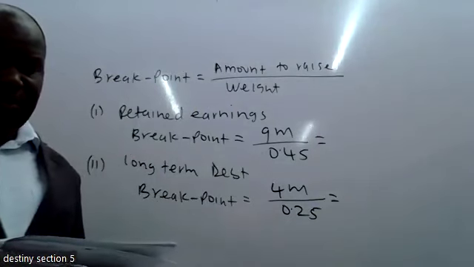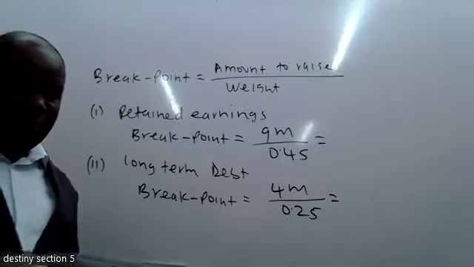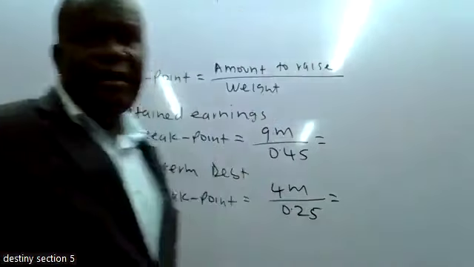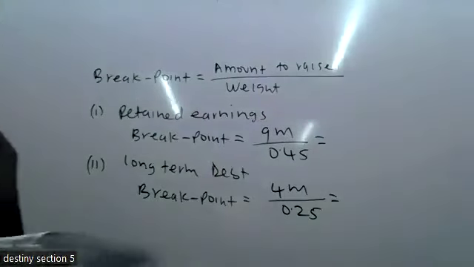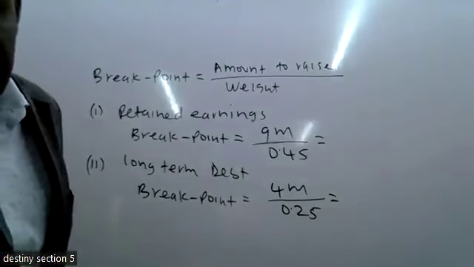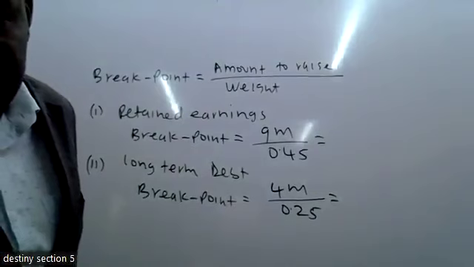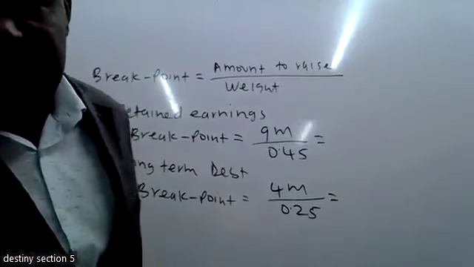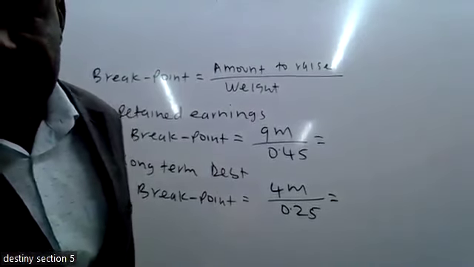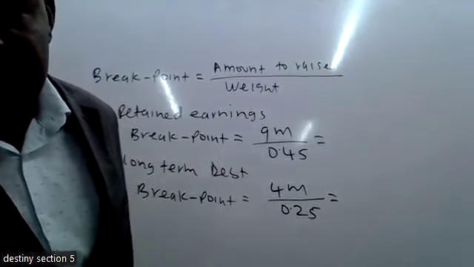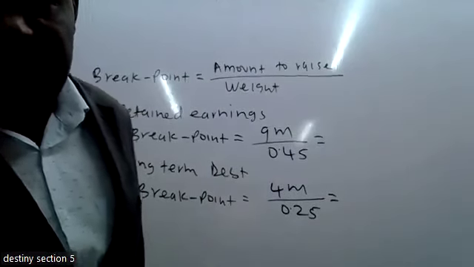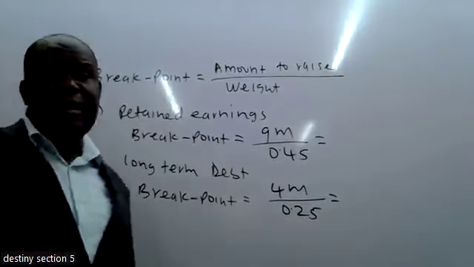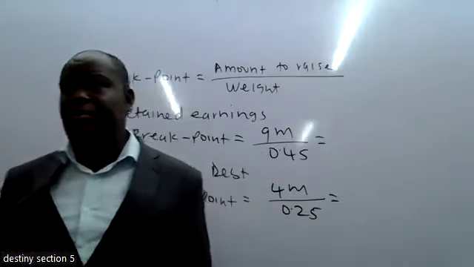So we only compute a breakpoint where they have specified the amount to raise. So that will be your Roman letter 1. There is no other item where they have specified the amount to raise.